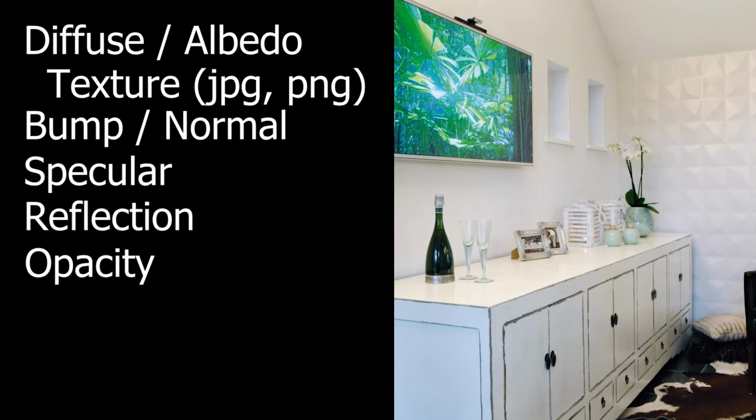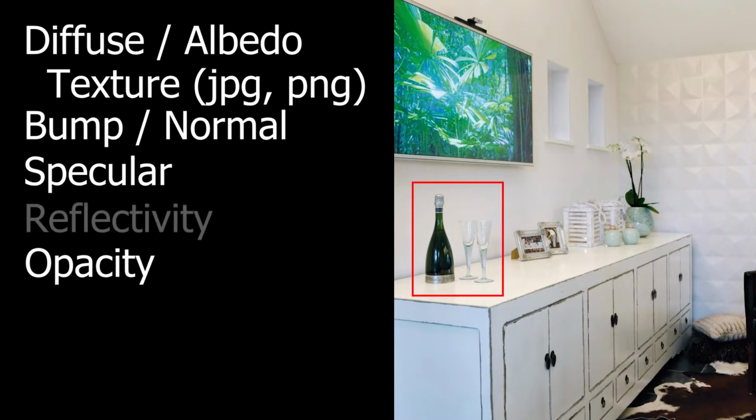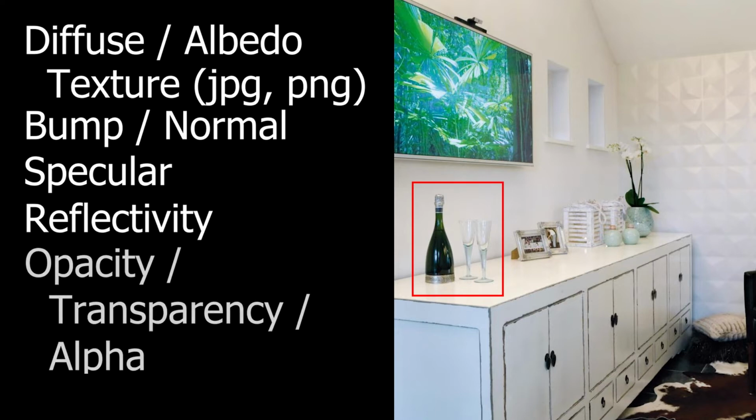When objects reflect the room around them, that's more than just shininess. You can see that, for instance, on the bottle. We call that reflectivity. And objects that are more clear, like the glasses, are said to have transparency. Or we might say that they have less opacity or less alpha. So transparency and opacity or alpha are opposites. As something gets more transparent, it gets less opaque. As it gets more transparent, its alpha goes down.